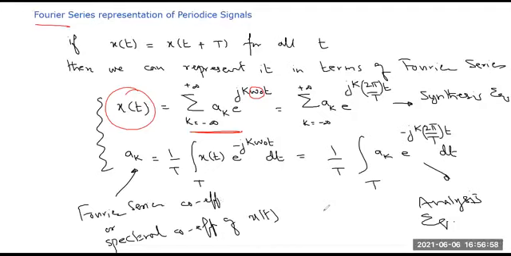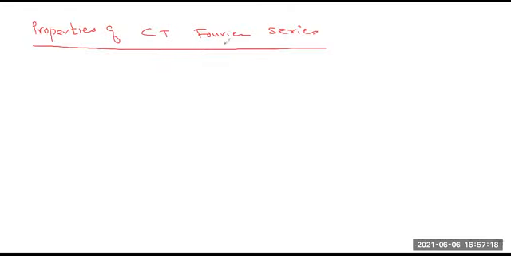Now let's talk about some of the properties of continuous time Fourier series. We will talk about another Fourier series which is used for discrete time signals, and that will be known as discrete time Fourier series. Right now, we are focusing on continuous time Fourier series.